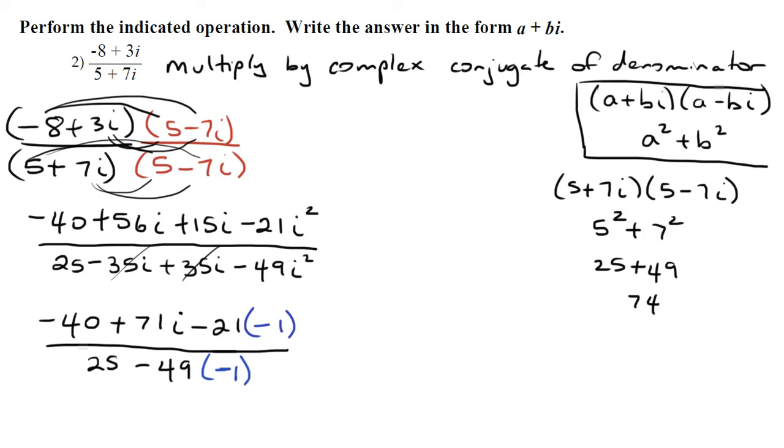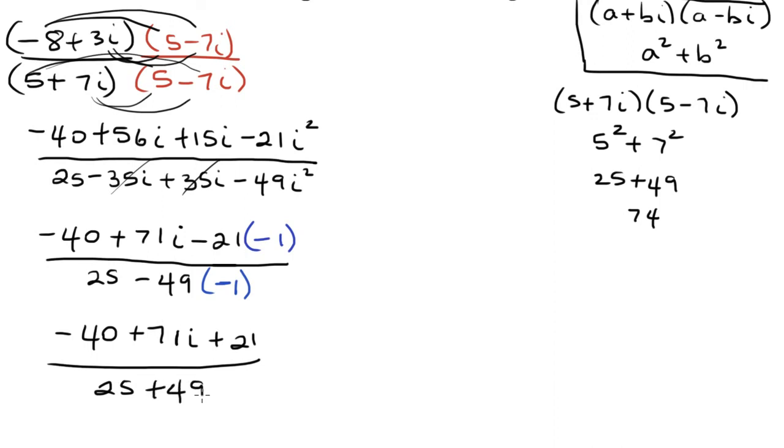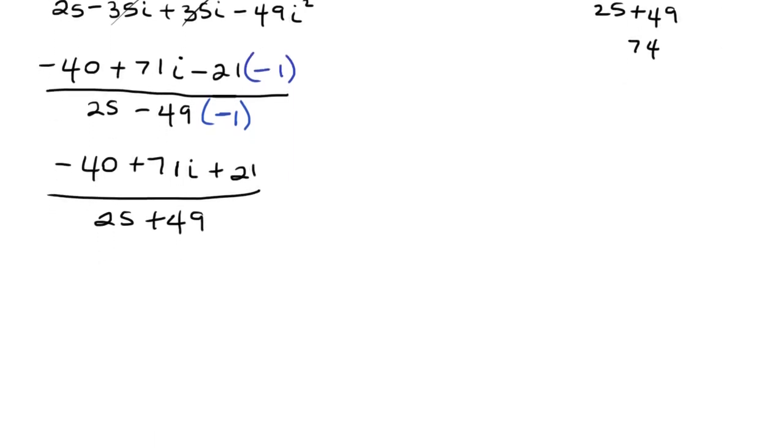Okay, still working here. So I have negative 40 plus 71i plus 21, because negative 21 times negative 1 is positive 21. In my denominator, I have 25 plus 49, which is exactly what you would have if you used this kind of shortcut here. Negative 40 plus 21, that's negative 19 plus 71i over 74.